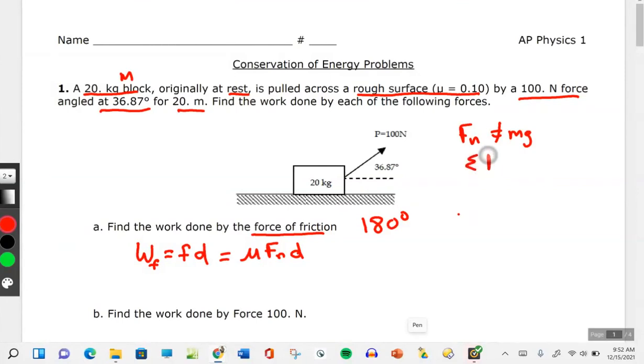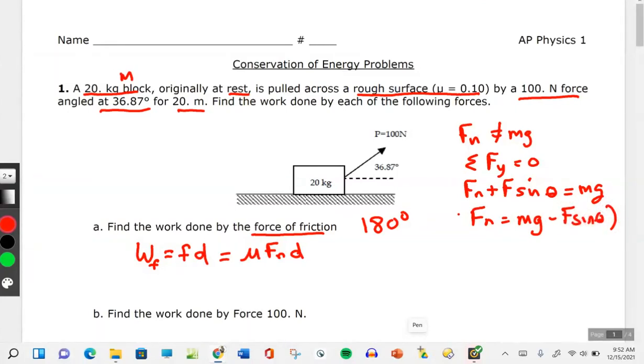So we do sum of the forces in the y direction equals 0. The up force is the normal. The other up force is F sine of theta. And that equals the one down force, which is the weight. So the normal force equals the weight minus F sine theta. So the normal equals the weight, which is 200 newtons, minus F sine theta.